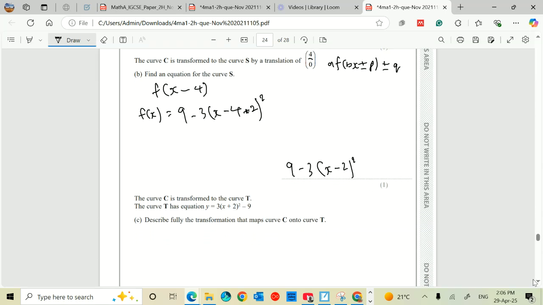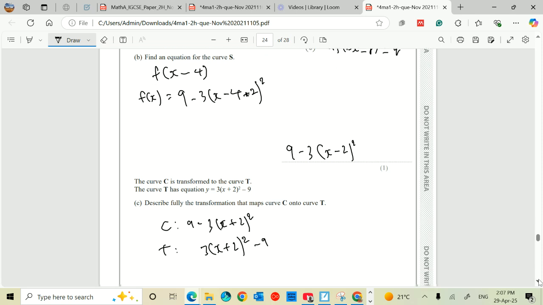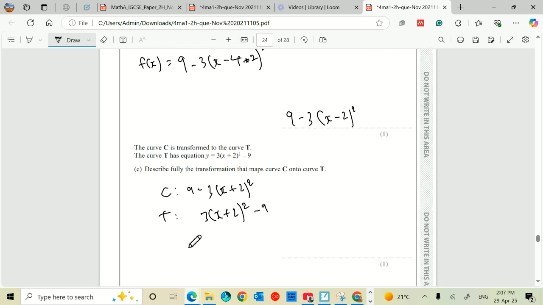Now describe fully the transformation that maps curve C onto curve T. Well, now we have to write down the equation of C, which is 9 minus 3 brackets x plus 2 all squared. And the equation of T we're given is 3 brackets x plus 2 all squared minus 9. Now let us rewrite T in the form of what's written above. That will be y equals minus 9 plus 3 brackets x plus 2 all squared.